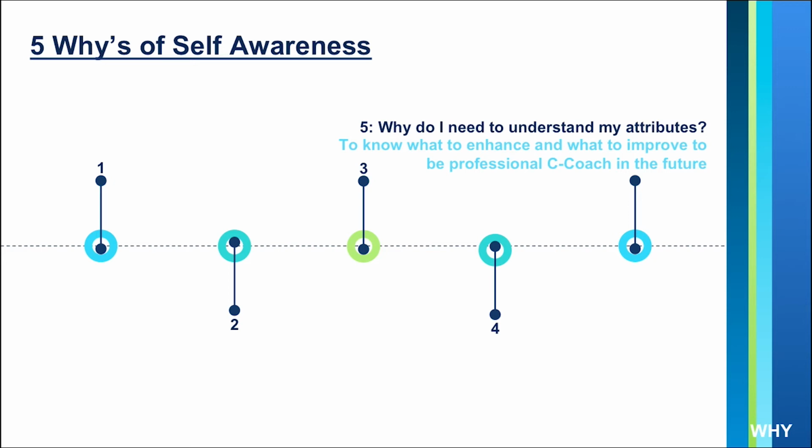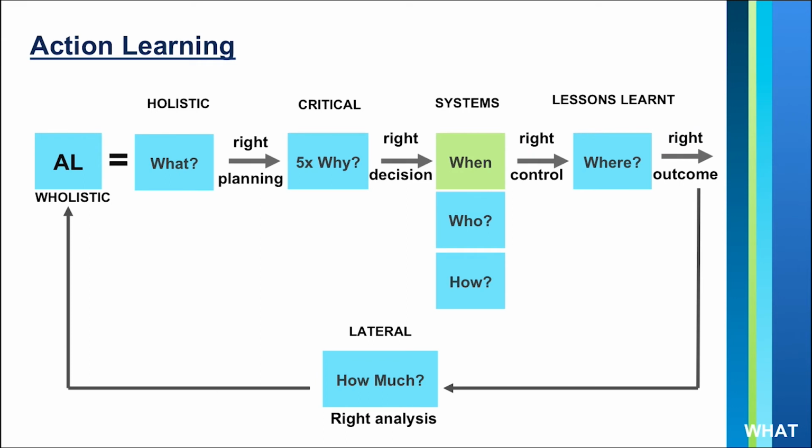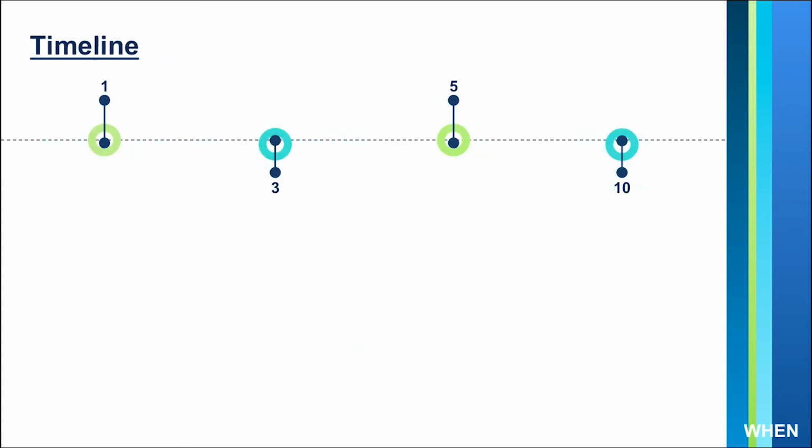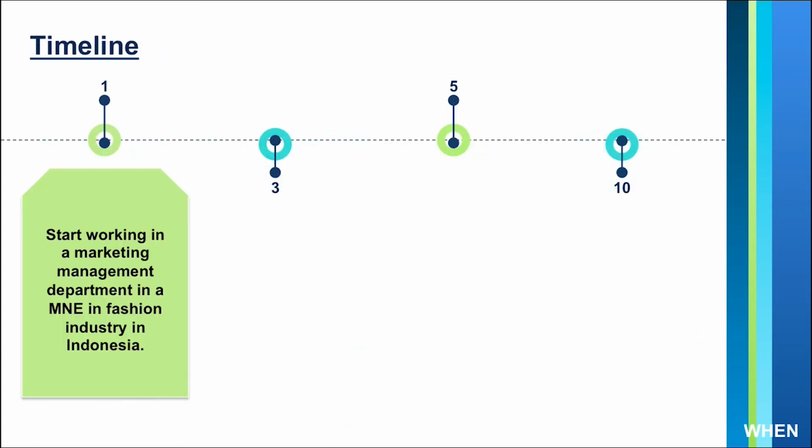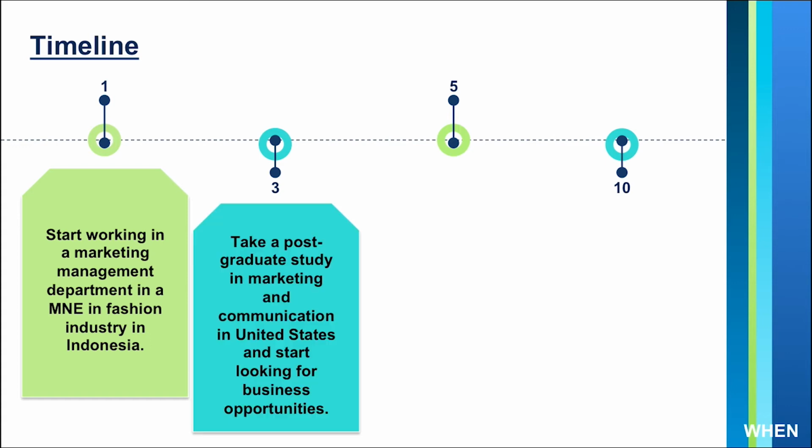So after answering the what and why questions, let's move on to the next part, which is when will I achieve my dream career. Here I have prepared my timeline after I graduate from IBM. In the first year, I will start working in the marketing management department in the fashion industry to gain more experience in that field. In the 3rd year, I will take a postgraduate study in marketing and communication in the US and start looking for business opportunities there.